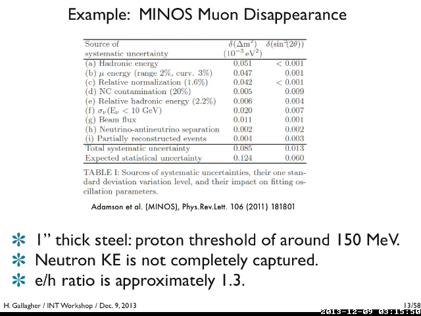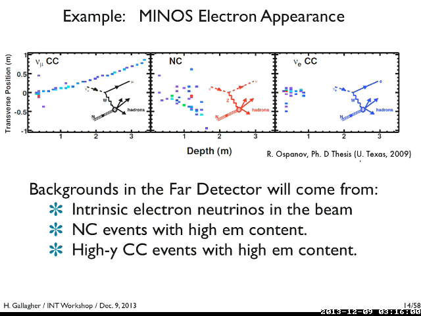Okay, and again, all of the things that we care about here are rather specific to the Minos detector and to its thresholds. Okay, so I'll take another example. This one's a little bit more tricky, and the issues that are faced here are similar to the issues that would be faced by NOVA and T2K that are also doing electron appearance at a few GeV.